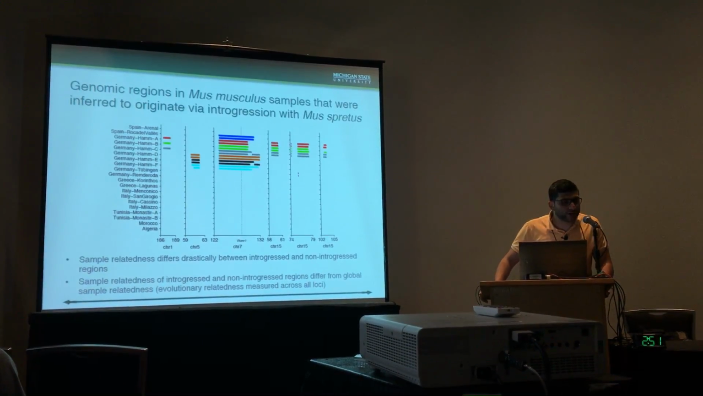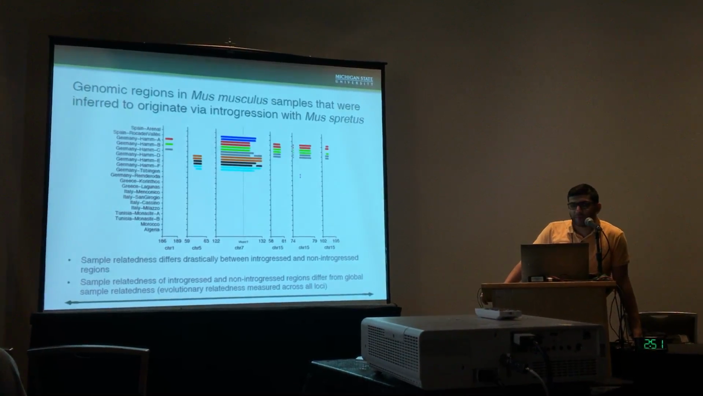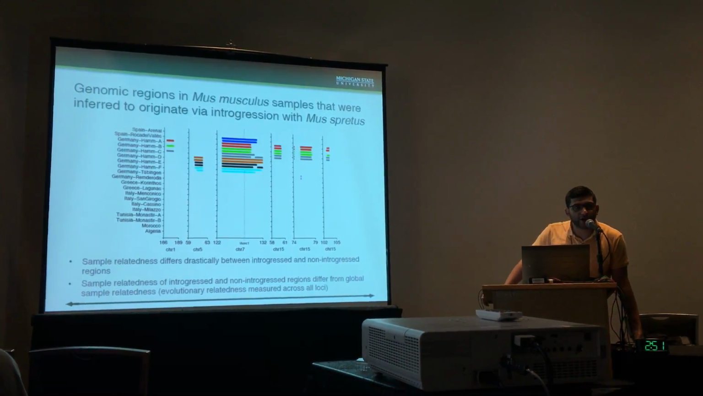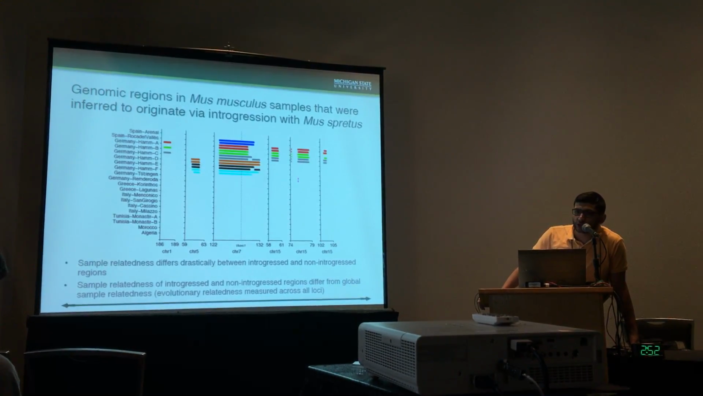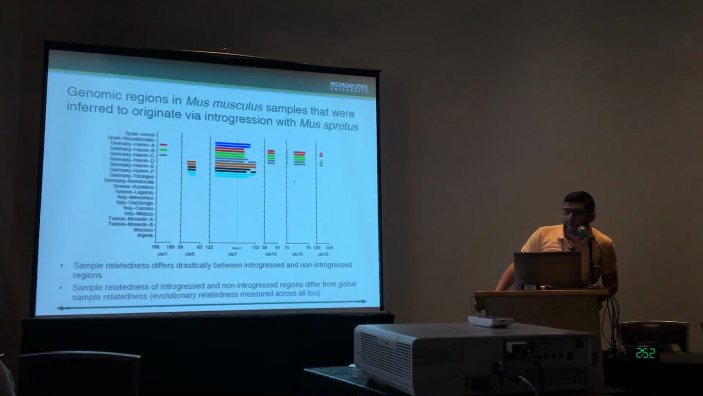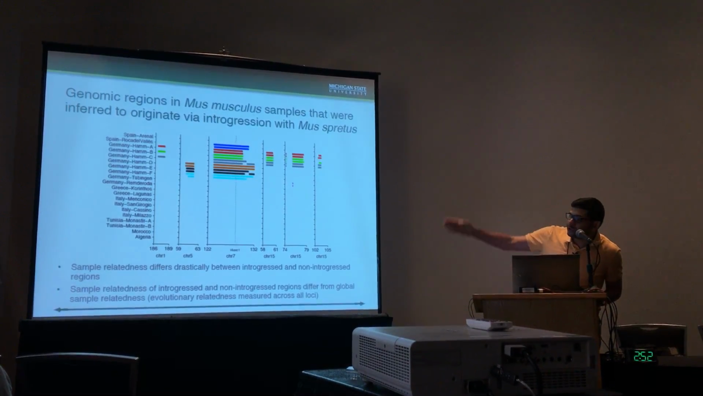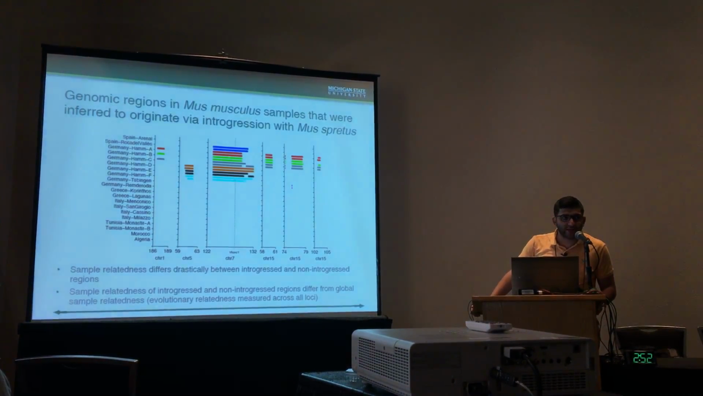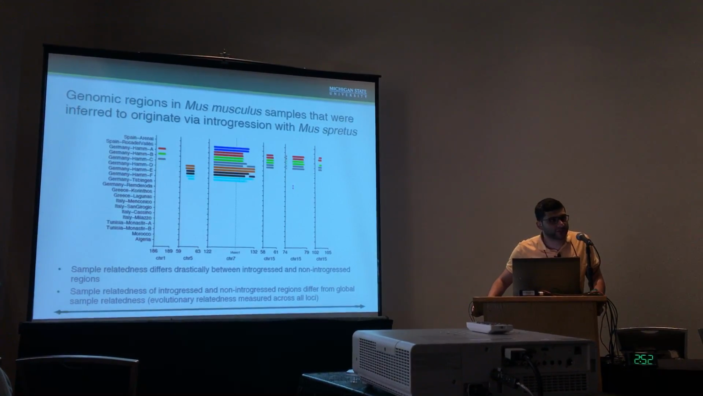This is a figure showing genomic regions in the mouse species known as Mus musculus that were inferred to originate via introgression from another mouse species known as Mus pretus. The y-axis shows the different mice labeled according to their country of origin, and the x-axis shows the genomic positions. The colored regions in the figure show the introgressed regions. On the other hand, the non-colored or white regions show the non-introgressed regions.